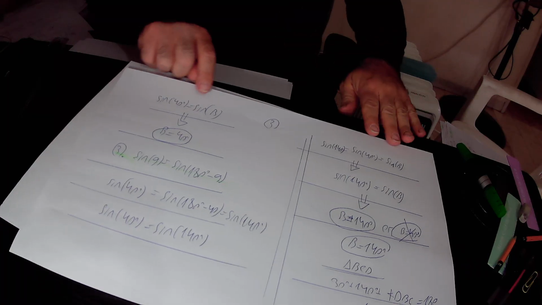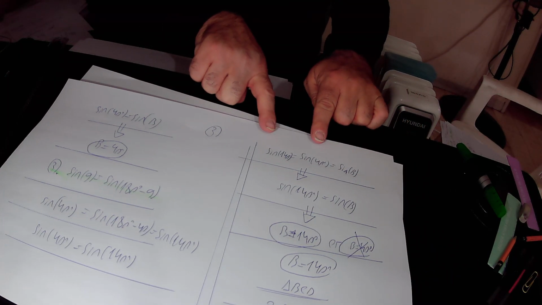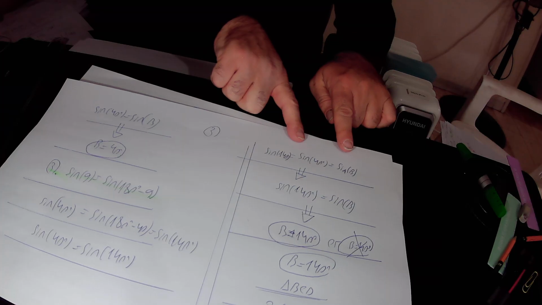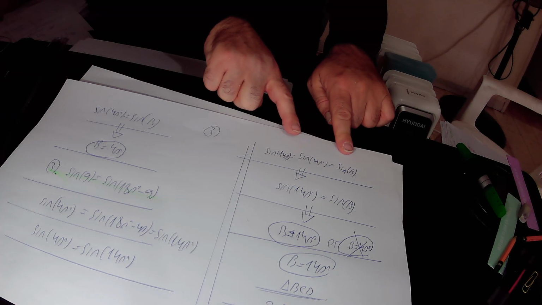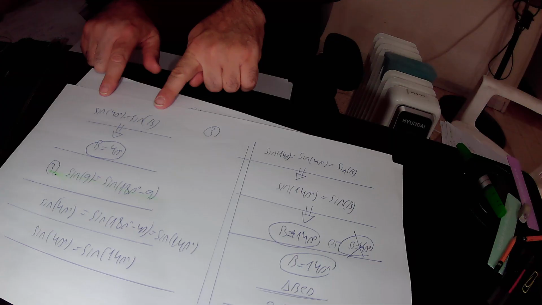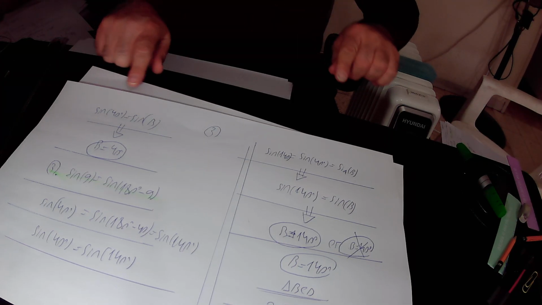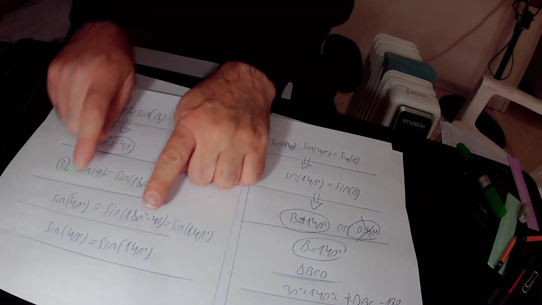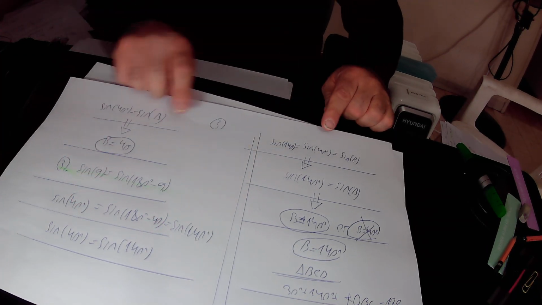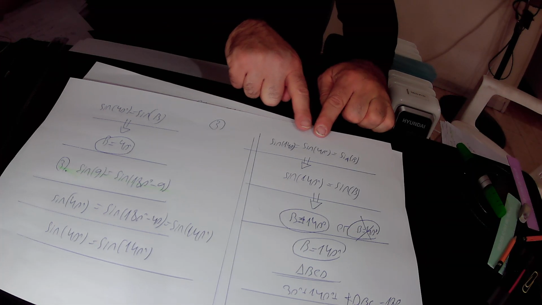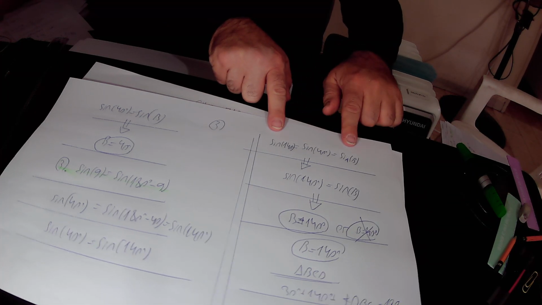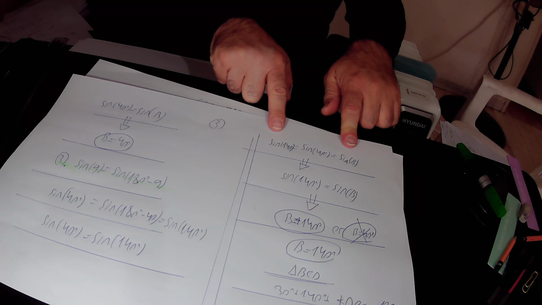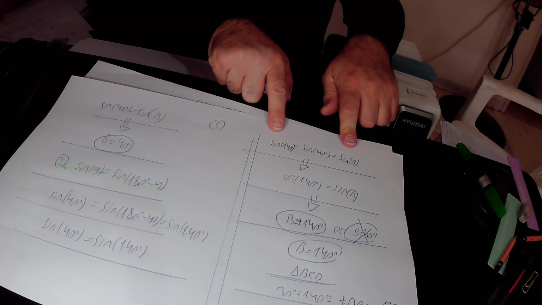And we already found that sine 40 degrees equals sine beta. Sine 40 degrees equals sine beta, and we just found that sine 40 degrees equals sine 140 degrees. So we can add here that sine 140 degrees equals sine 40 degrees equals sine beta. We will derive that sine 140 degrees equals sine beta.